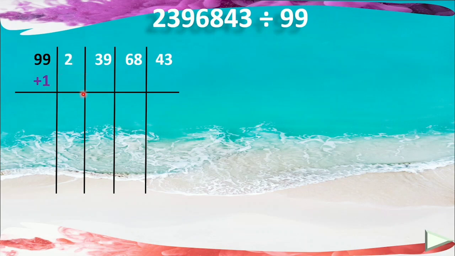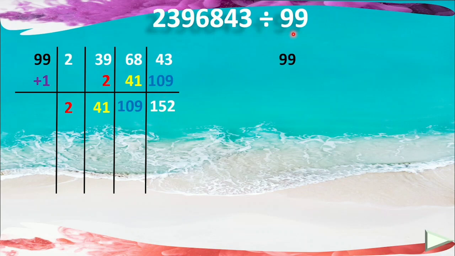Write down the first number as it is from the top. Here it's 2, so multiply 1 and 2, 2 ones are 2. Now add 39 and 2, we will get 41. Now 41 ones are 41, and after adding 68 and 41 it will come 109, and 109 ones are 109. Now add 43 and 109, the result will be 152.